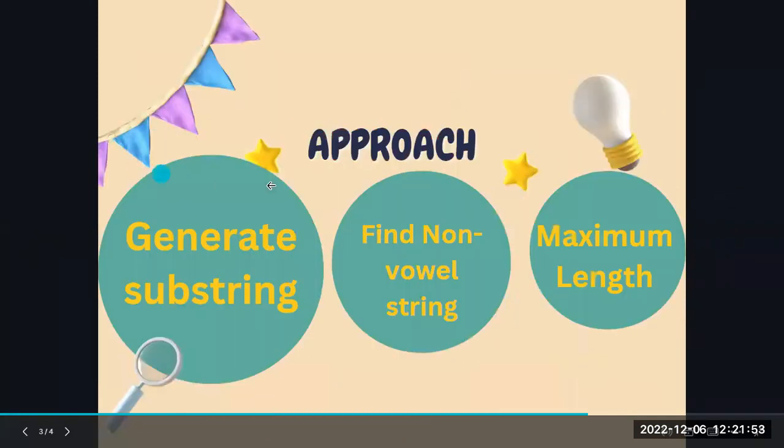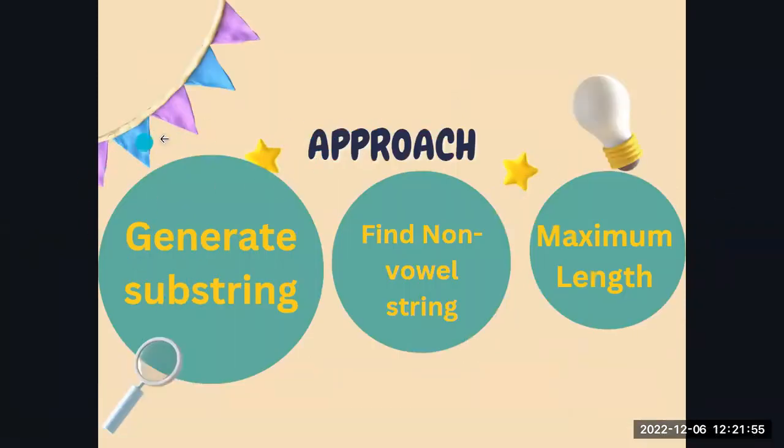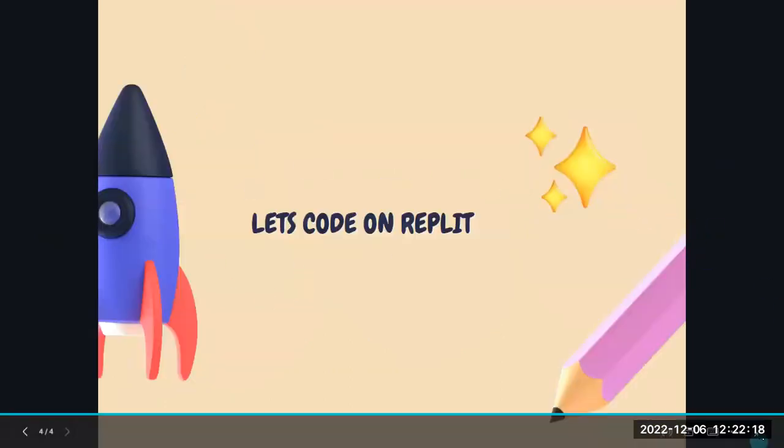Okay guys, and what's our approach? So we firstly generate all the substrings. Then we have to find only the non-vowel substrings. Sorry, a mistake here: we have to find only non-vowel substrings. And then we have to find the maximum length. Okay, now let's go to the replit.